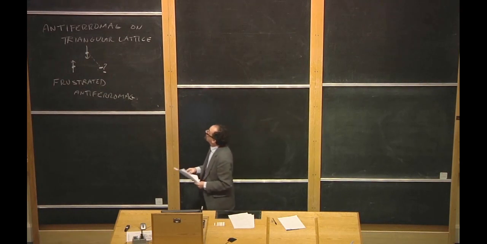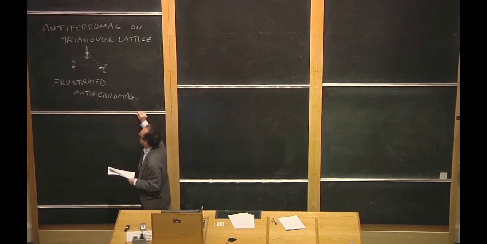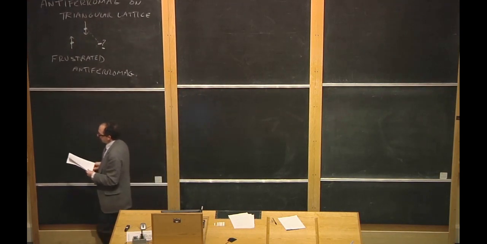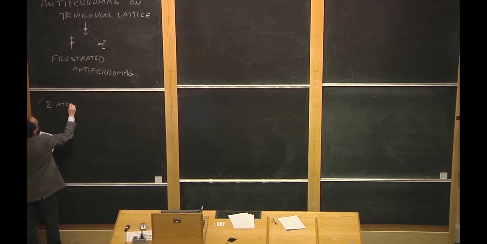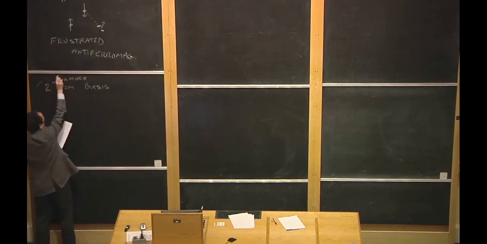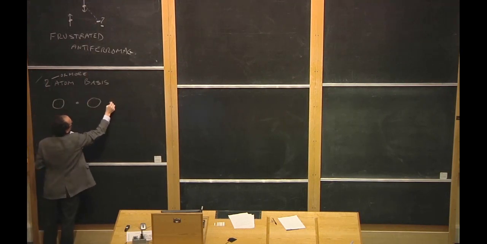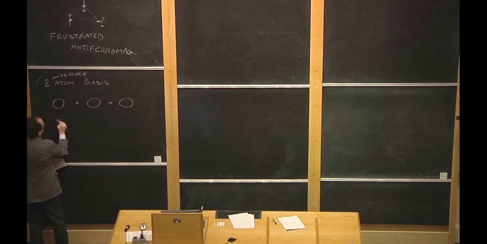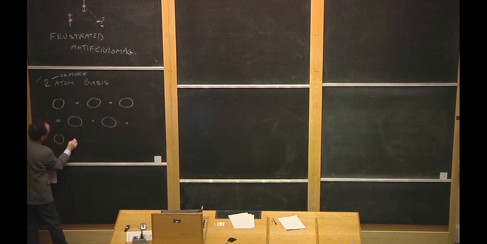Okay, so one more case of antiferromagnetism, or similar physics to antiferromagnetism, that I want to mention is the possibility that you have a basis, or let's consider a 2-atom basis, or two or more atom basis, for a lattice, for a crystal. So let's consider, for example, a big atom, a small atom, a big atom, a small atom, a big atom, small, big, something like this. So here's a 2-atom basis.